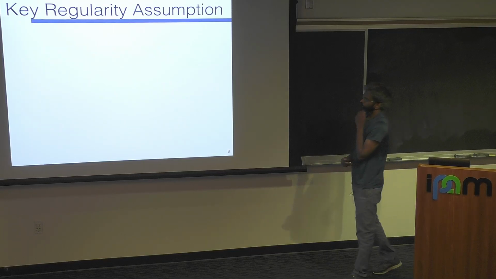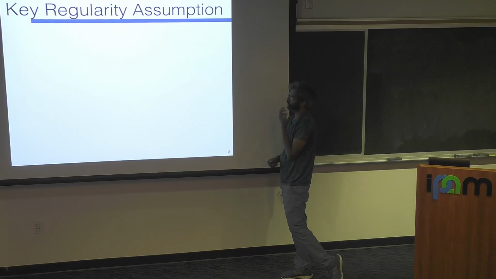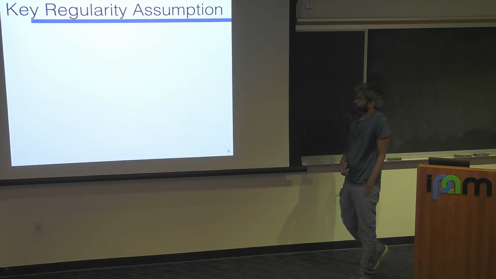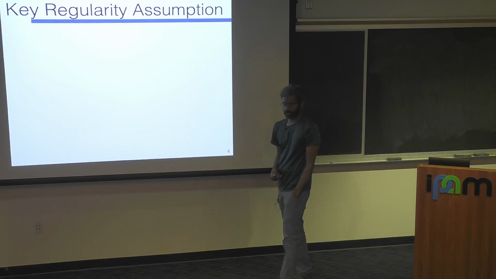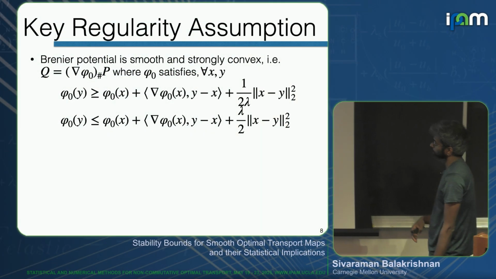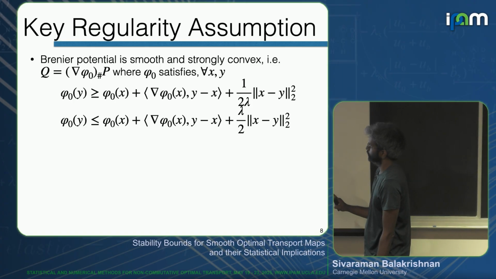So, and let me remind you again, now we'll discuss this key regularity assumption that will grant this OT program some very remarkable stability. This is the assumption that we'll make throughout the talk. It's that this Brenier potential is smooth and strongly convex.